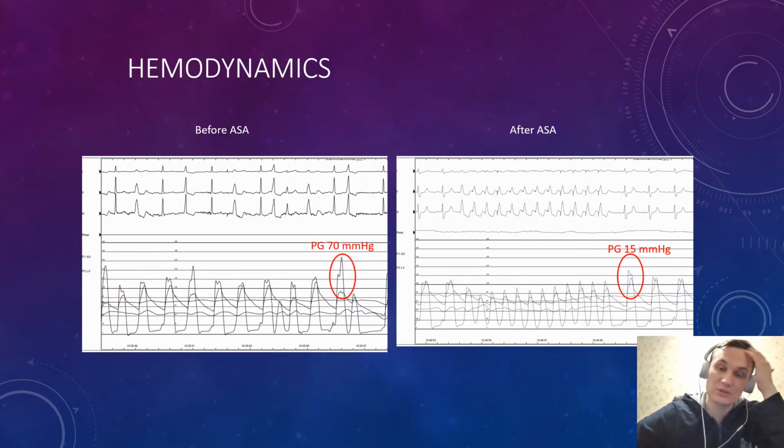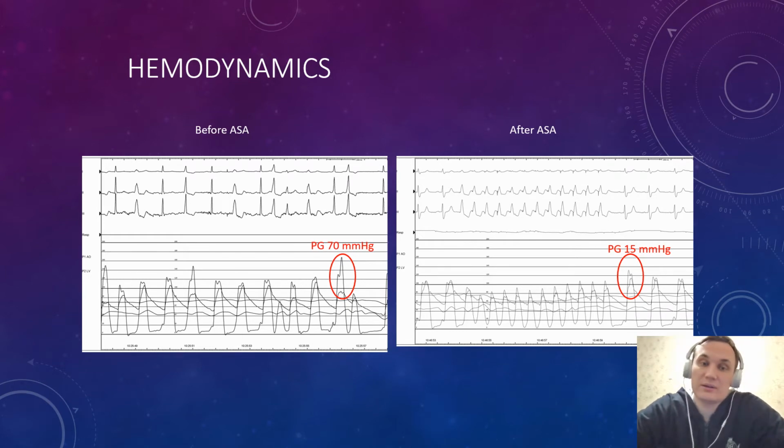For this patient, it was like that, and you can see the basal hemodynamic parameters, and you can see the resting obstruction of 70 millimeters mercury. You can see it really depended on the rhythm. We have a lot of extra systoles, which unmask the obstruction, and you can see how it looks.